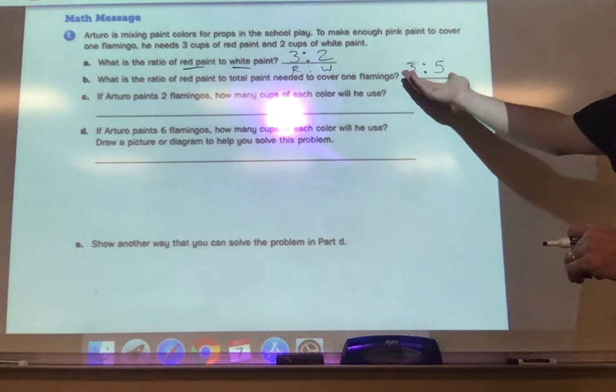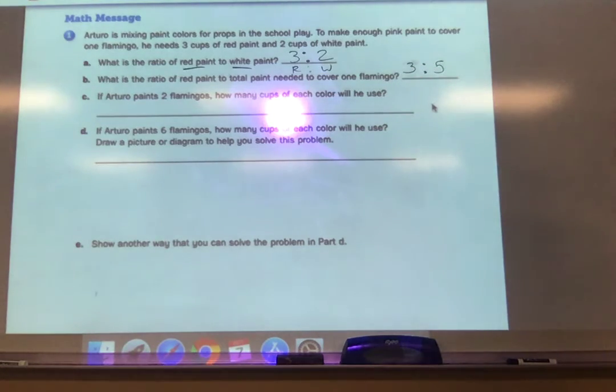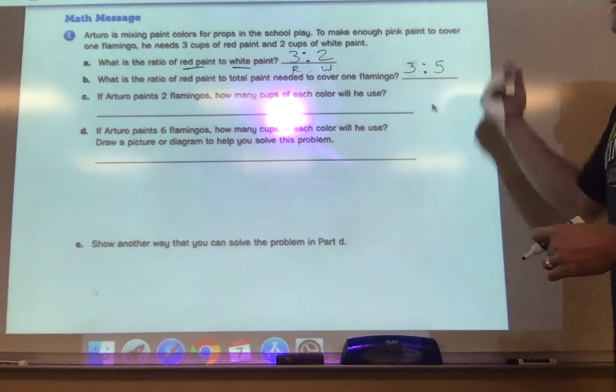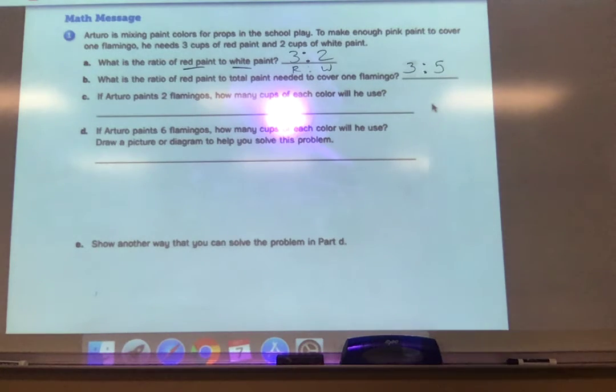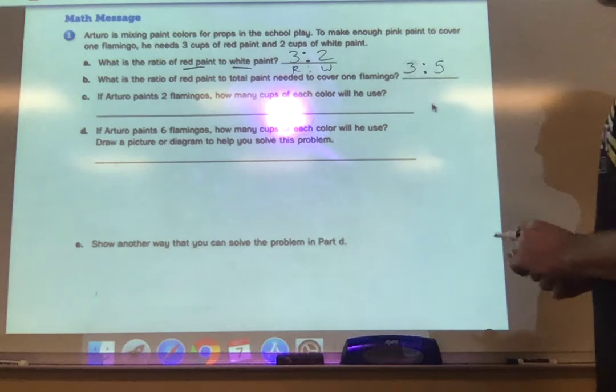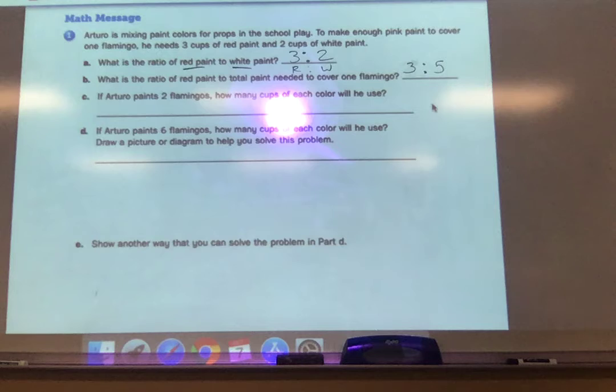Some of you, if you really understand percents and fifths, know that a 3-to-5 ratio would be 60% of the paint being red. So 40% of the paint would be white to get that perfect mix of color. So there are different ways you can think about that.